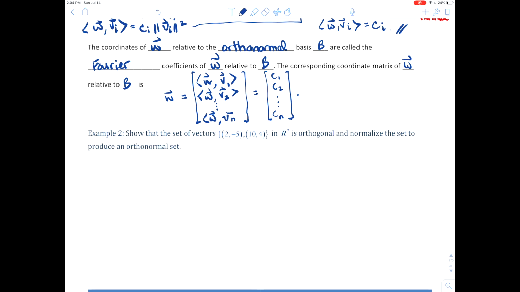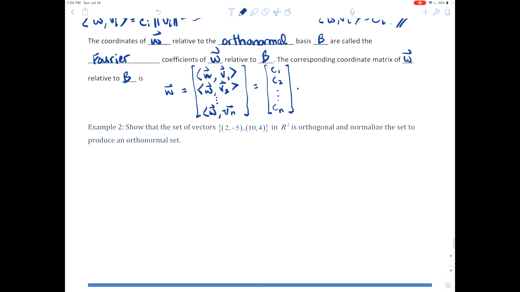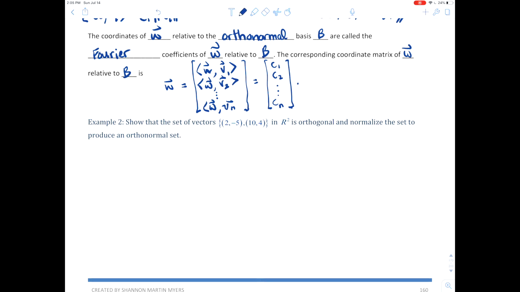Okay, so for example 2, show that the set of vectors given, (2, -5) and (10, 4) in R2, is orthogonal, and normalize the set to produce an orthonormal set. So here we go. Now this is just kind of a stepping stone here. I should have added to these directions, use the Euclidean inner product, which is our dot product. We're starting out with an orthogonal set, and we just need to show it's orthogonal. But our next step of learning today will be to find out how we can take a set that is not orthogonal and orthogonalize it. All right? So that's coming up soon.